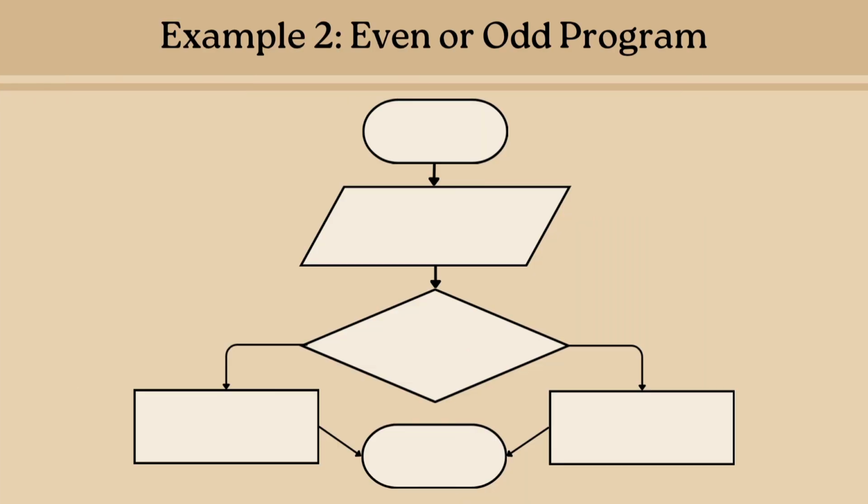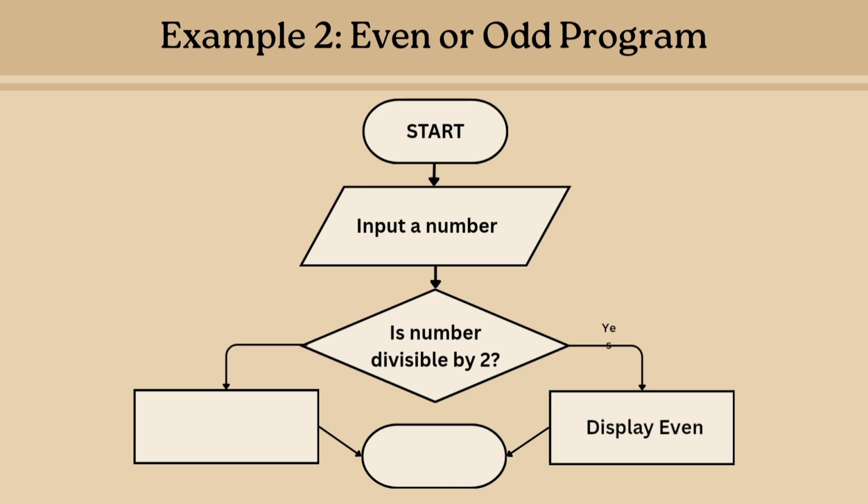Example number 2. Even or odd program. Start, input a number, check: is the number divisible by 2? If yes, print even; if no, print odd, and then end.